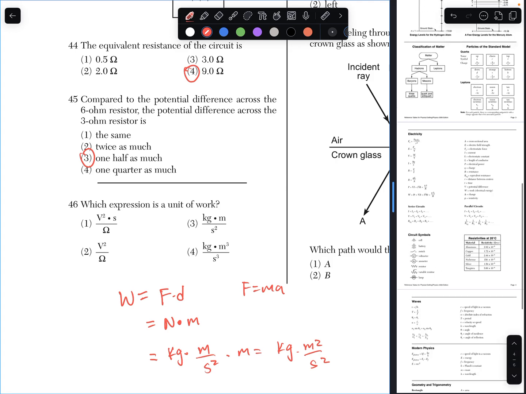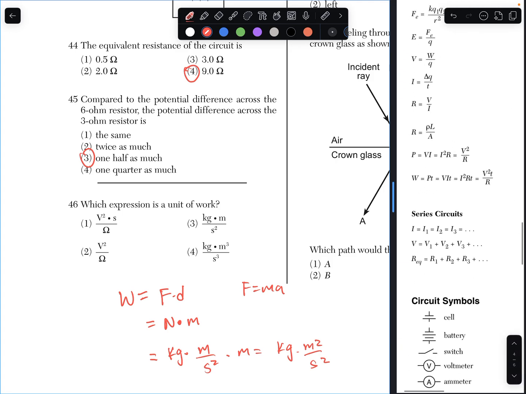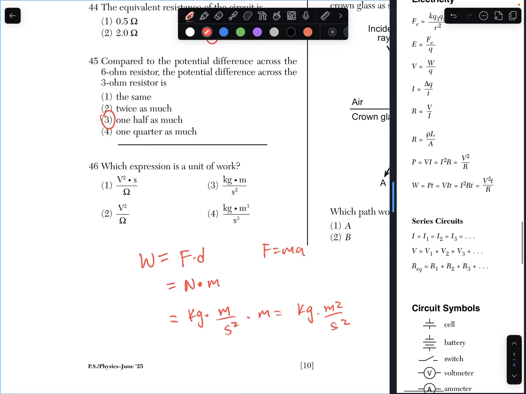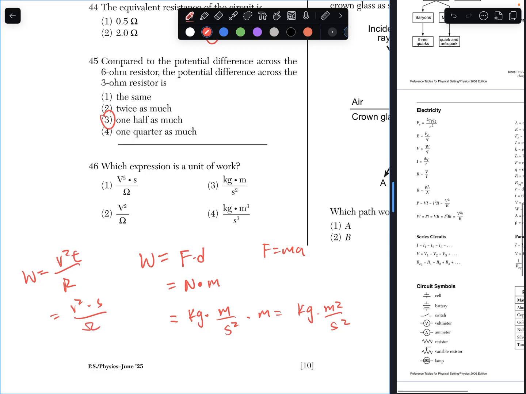So let's look at the other formula for work related to electricity. I'm going to use W is equal to V squared T over R. V is measured in volts, time is measured in seconds, and resistance is measured in ohms. So the answer for number 46 would be choice 1.